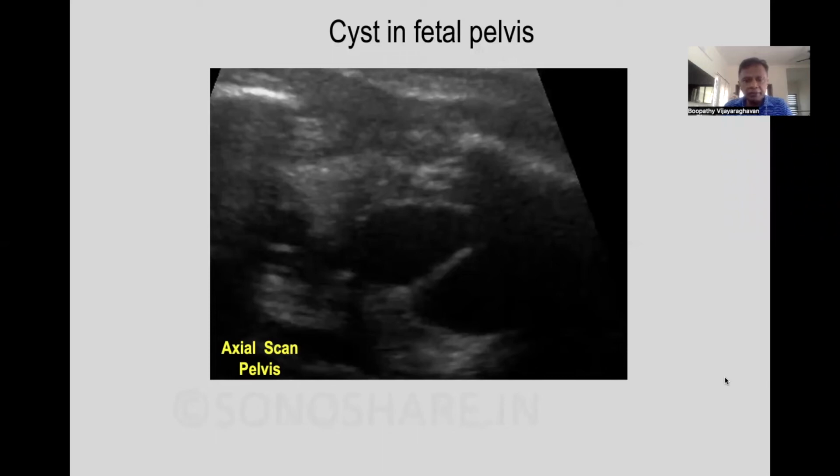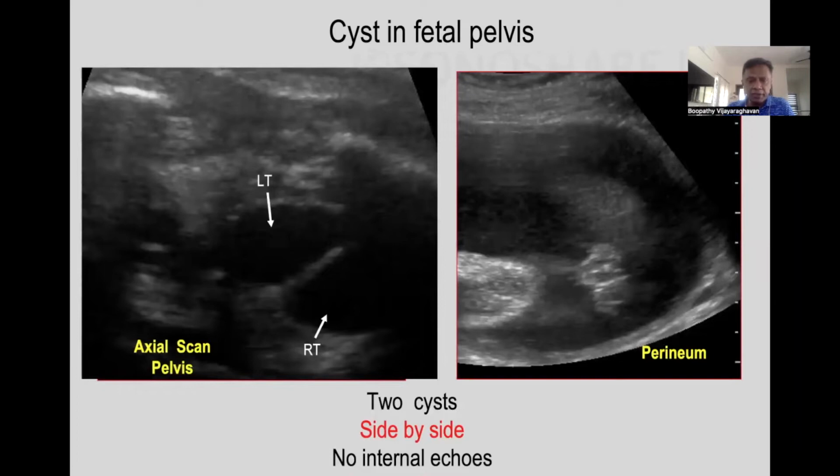Hi, this is a case scenario in the image to diagnosis fetal medicine, cyst in the fetal pelvis, case scenario 4. So here, this is an axial scan of the fetal pelvis, shows two cysts, that is the right and left. The cysts are in side-to-side orientation. This is two cysts side by side and no internal echoes, and the gender is female as seen here.